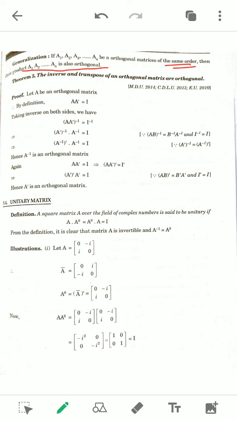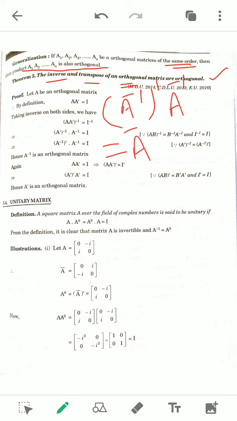Theorem number 3, that is property number 3 of orthogonal matrices, is what we have to show now: the inverse and transpose of an orthogonal matrix are orthogonal. We have to prove that if A is an orthogonal matrix, then its inverse, A inverse, is also orthogonal. Again you just follow the definition of orthogonal matrix. We prove A inverse transpose A inverse equals A inverse A inverse transpose equals the identity matrix.